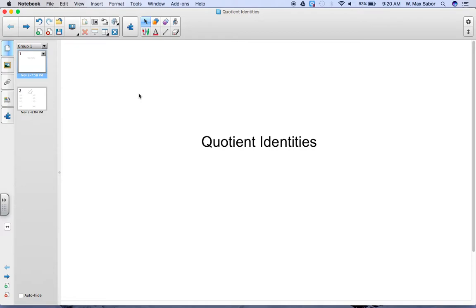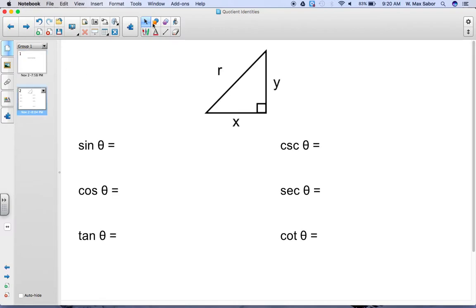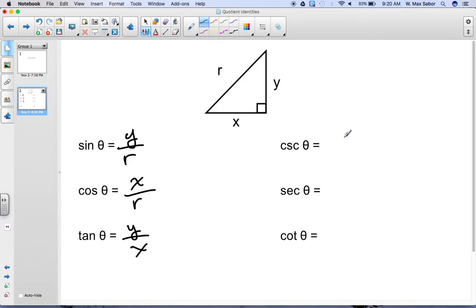A third type of identities are the quotient identities. And the quotient identities, well, quotient is division, so they describe dividing these. Let's go back to our definitions. Sine is y over r, cosine is x over r, tangent y over x. And cosecant, secant, and cotangent are the reciprocals of those, r over y, r over x, and x over y.